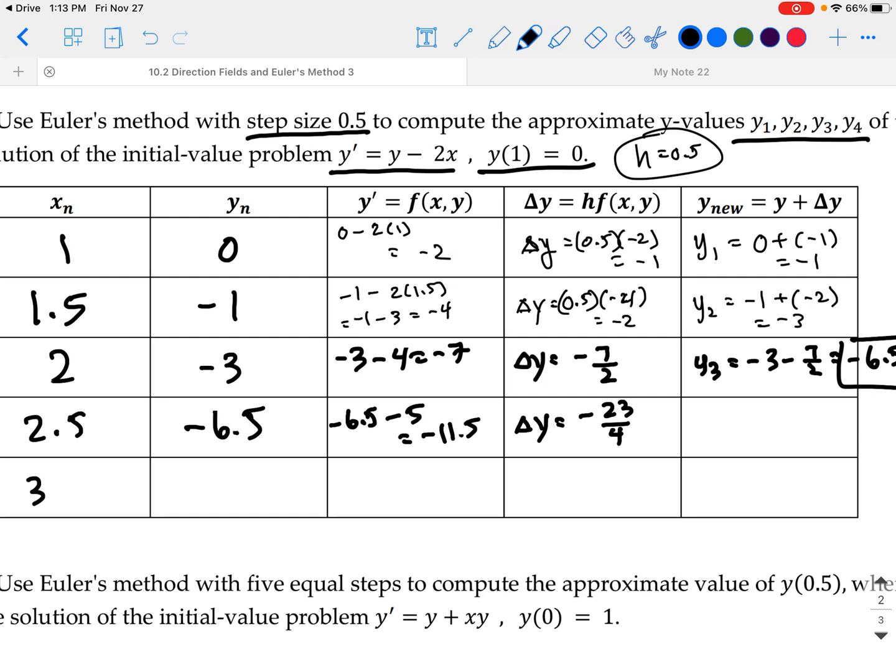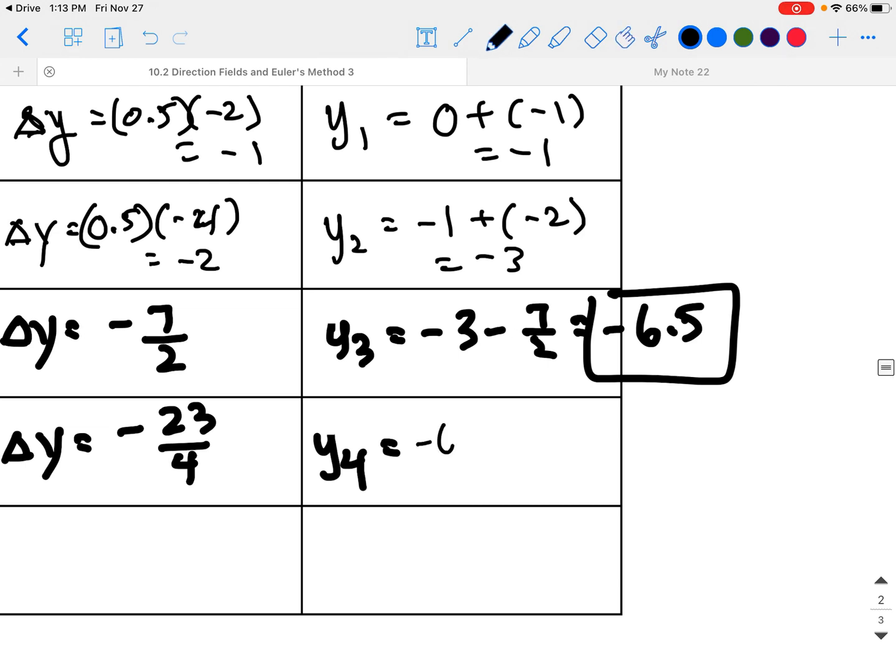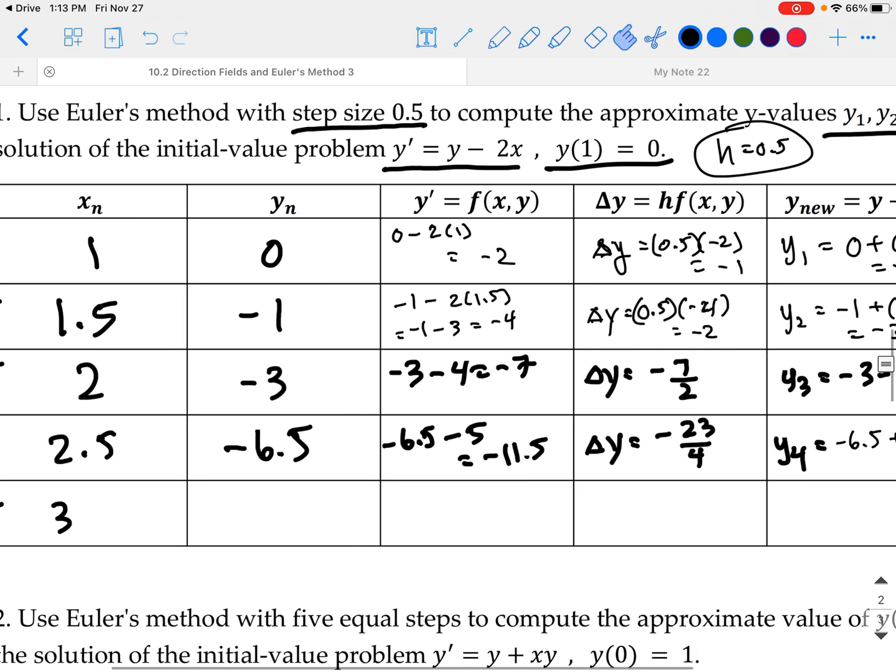Let's double check that with a calculator. Yes, okay, so then y sub 4 is going to equal negative 6.5 plus negative 23 over 4, which is negative 5.75. So that's going to give us negative 12.25 for our final approximate value.